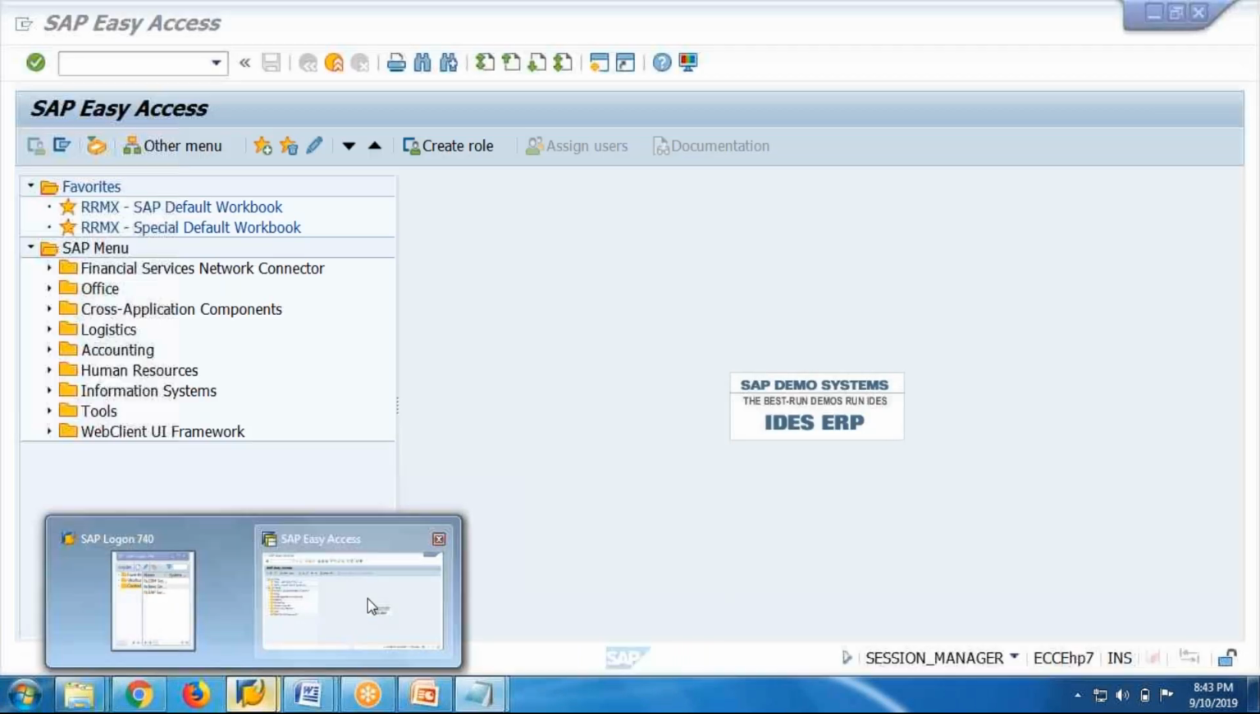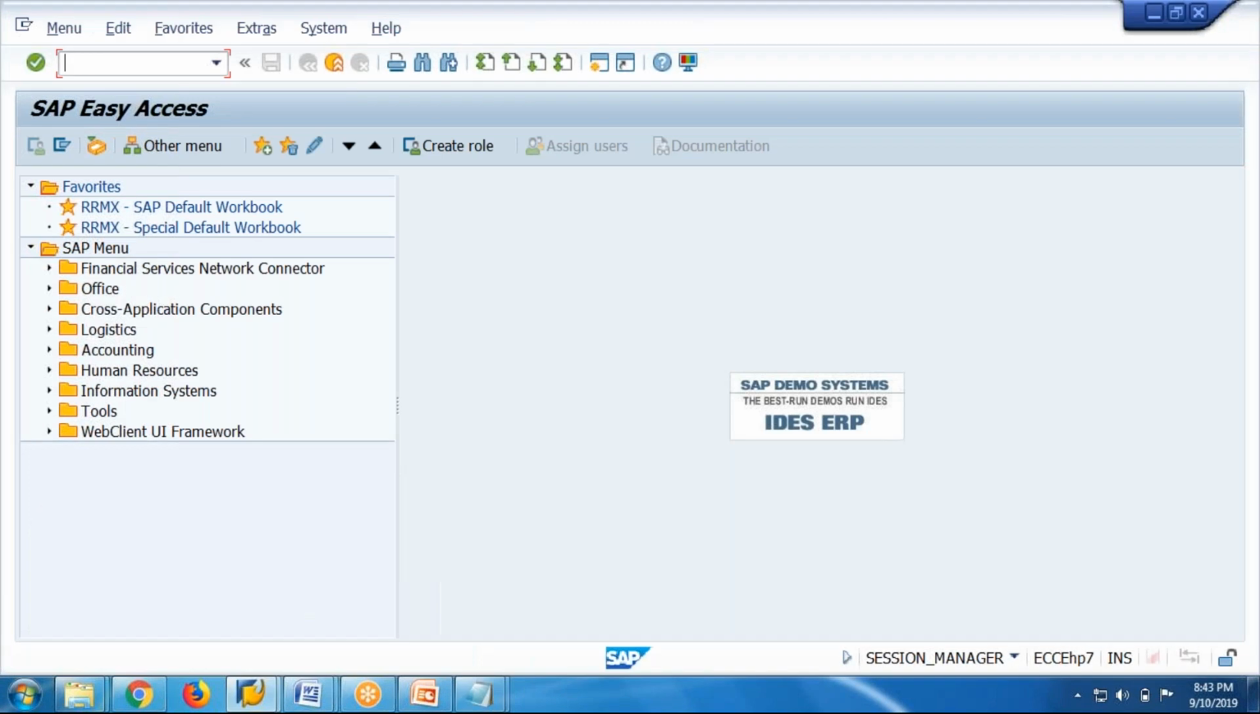So if you want to go to enterprise structure, generally you have to go to SPRO. That's called SAP Project Reference Object. Write this. For control data, we need to use the following T-code: SPRO. SAP SPRO stands for SAP Project Reference Object.